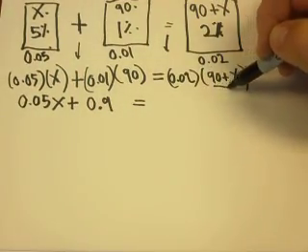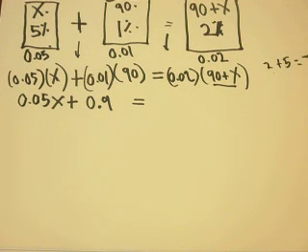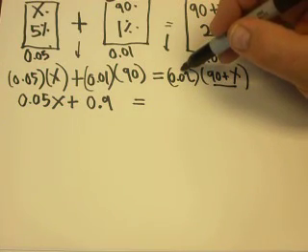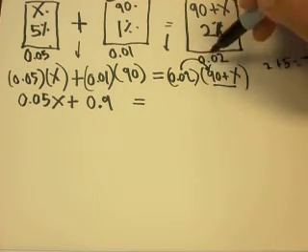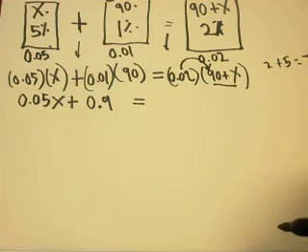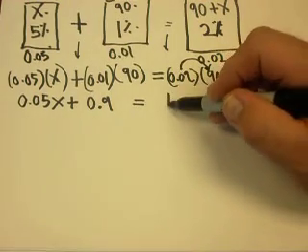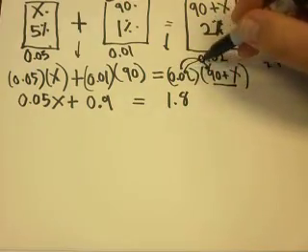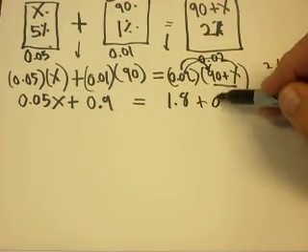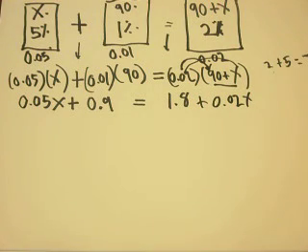Now what I have here is 90 plus x. That's called a binomial because there's two terms there. I can't combine the 90 and the x because they're added together. So I've got to multiply and I've got to distribute. So it's 0.02 times 90. 0.02 times 90 is 1.8, and 0.02 times x is plus 0.02x. I just distributed that. Make sure you're familiar with how to do distribution. I can do a video on distribution as well.